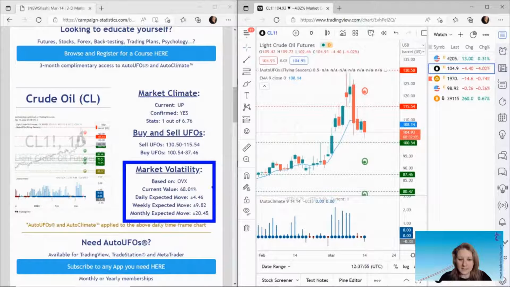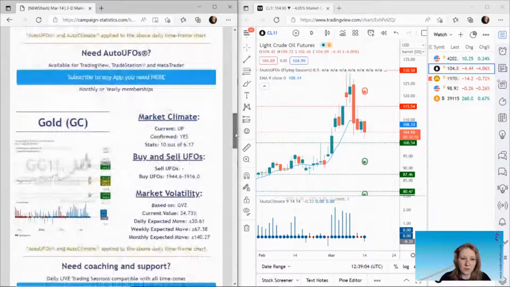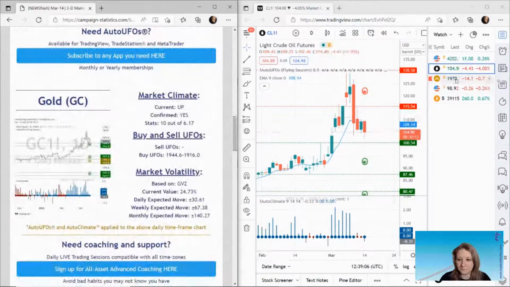In terms of volatility, we'd expect movement in oil up or down in 1 year of 68.01%. In a day, that's 4.46 points. In a week, 9.82 points. And in a month, 20.45 points. Okay, so that's crude oil. Now moving on to gold.